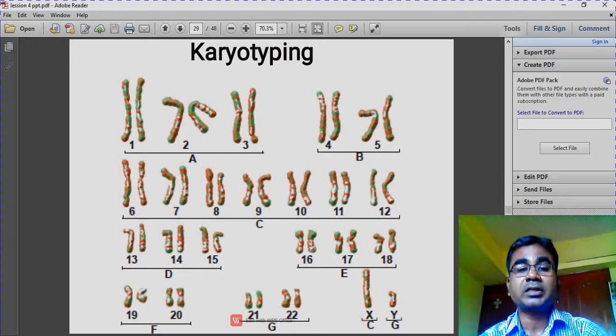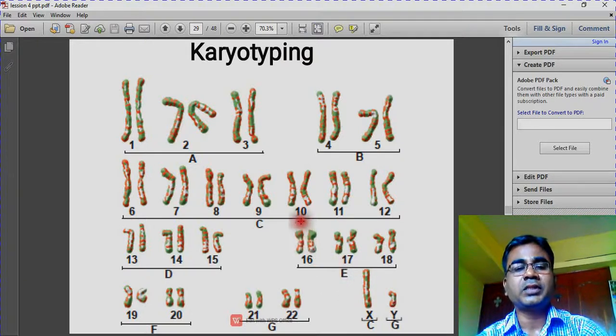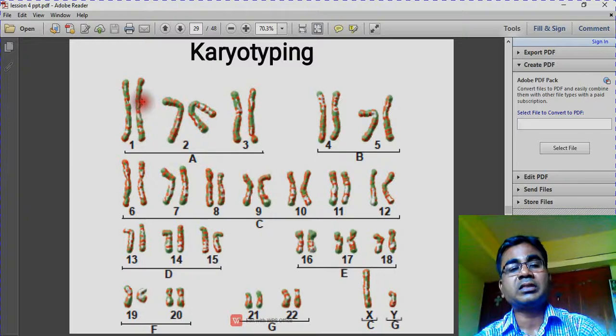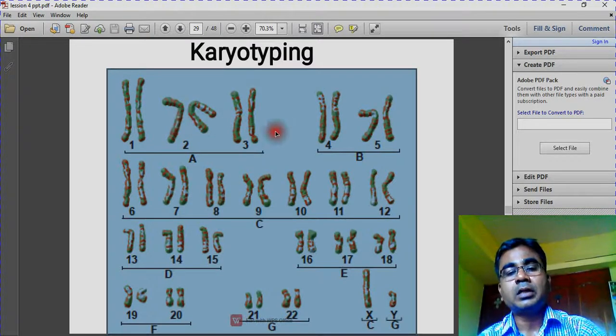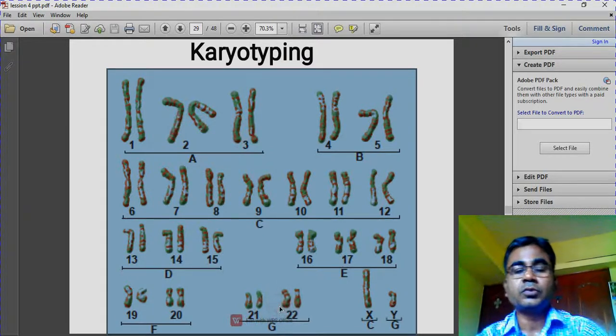This picture is a human karyotyping. You can see there are 23 pairs of chromosomes, arranged in an orderly manner based on their size. In the A group, you can see the chromosomes are large and lengthy. Large-sized chromosomes are placed in the A group, and the size decreases as you go down. In group G, the chromosomes are smaller. Okay, this is human karyotyping.